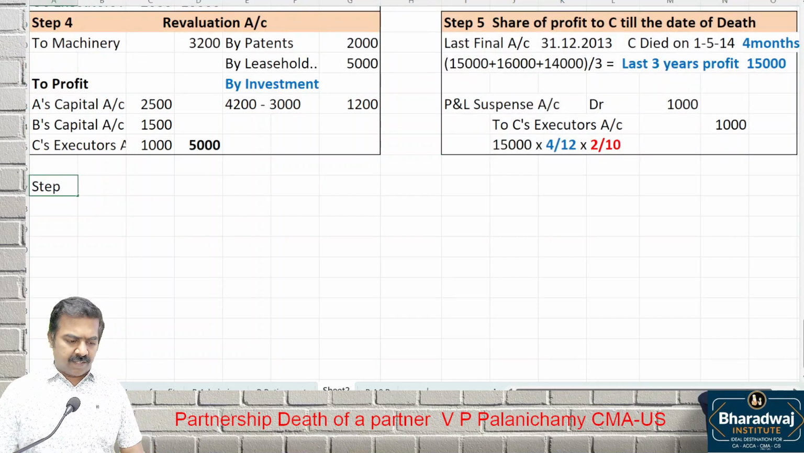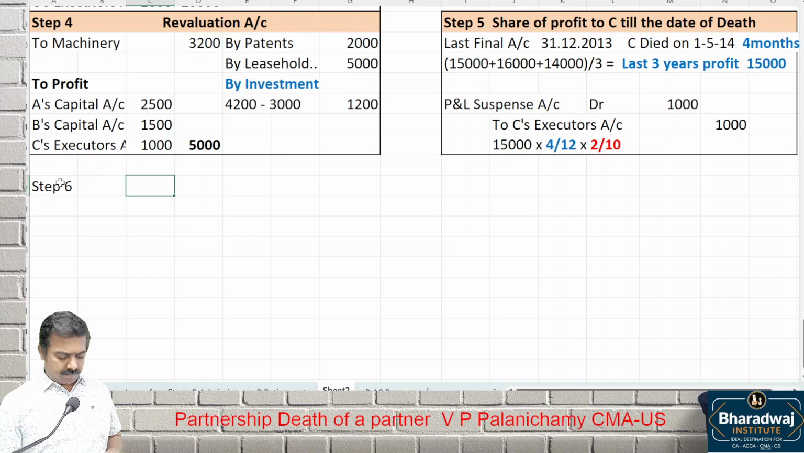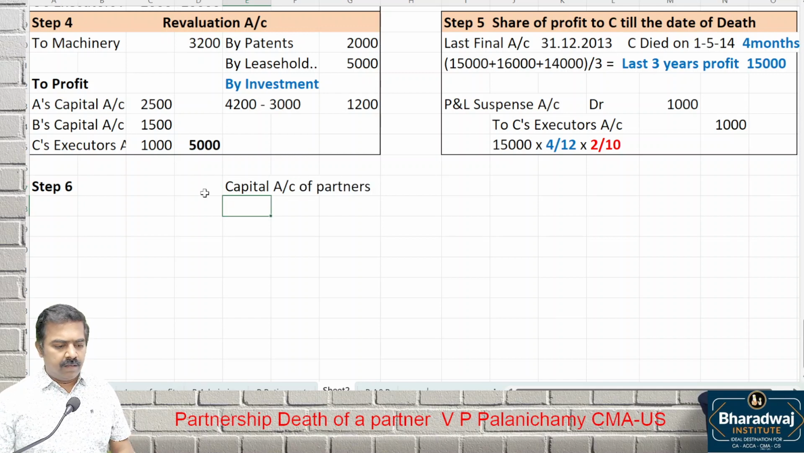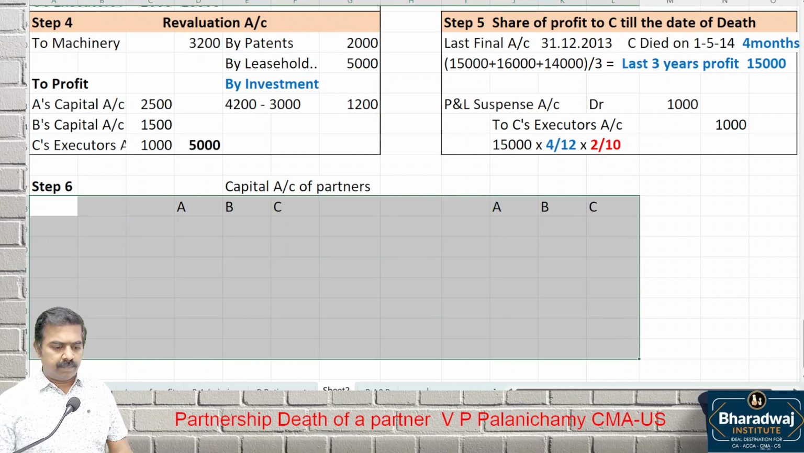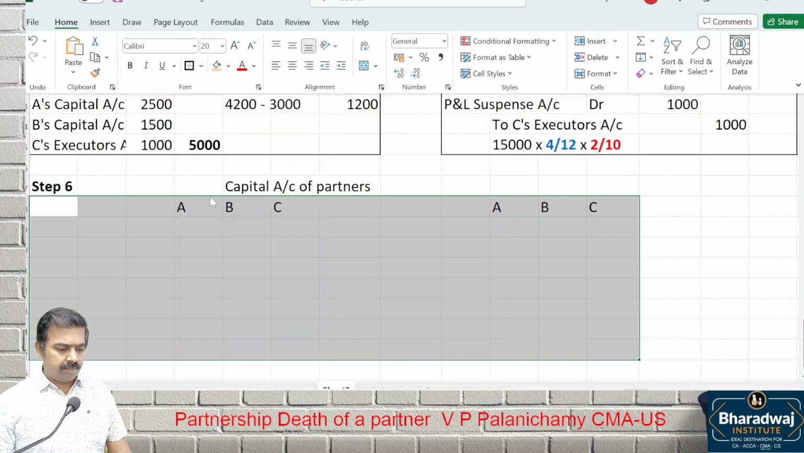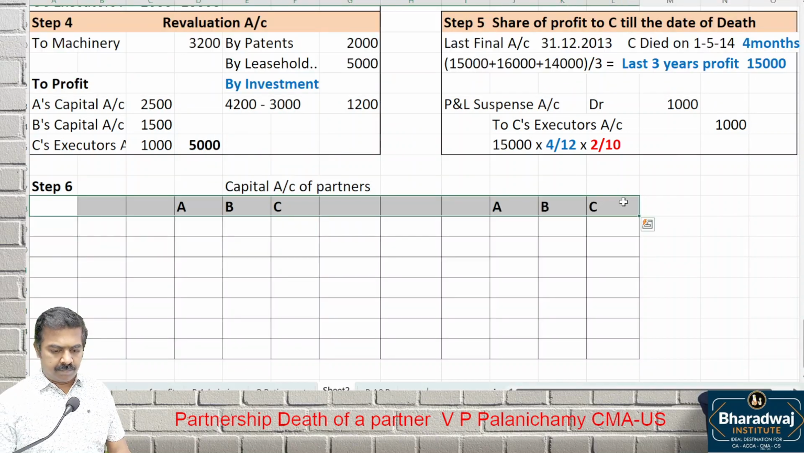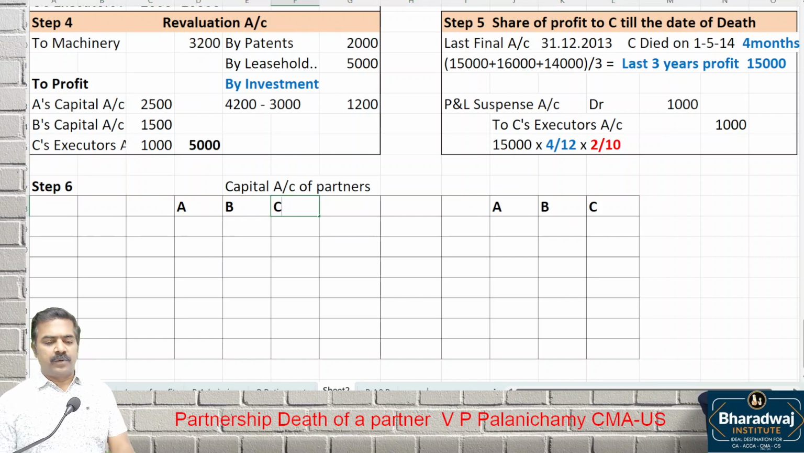Now step 6, let us prepare the capital accounts. Capital account of partners. Debit side particulars and 3 columns. Who are the partners? A, B, C. For C it is like the executor's account.